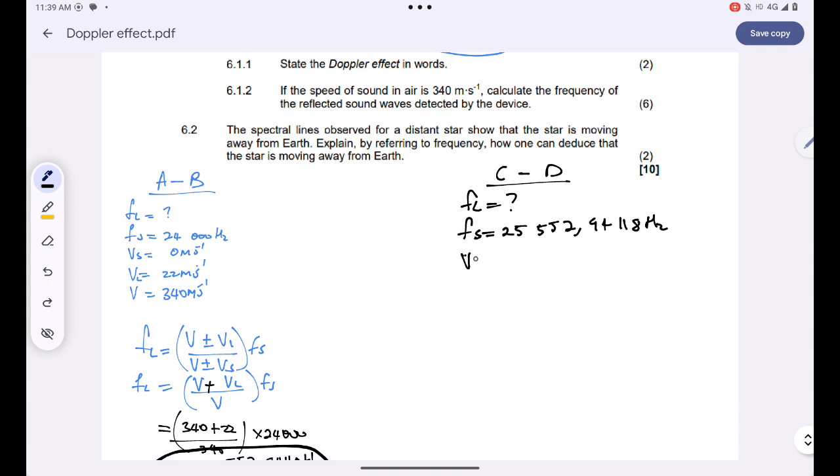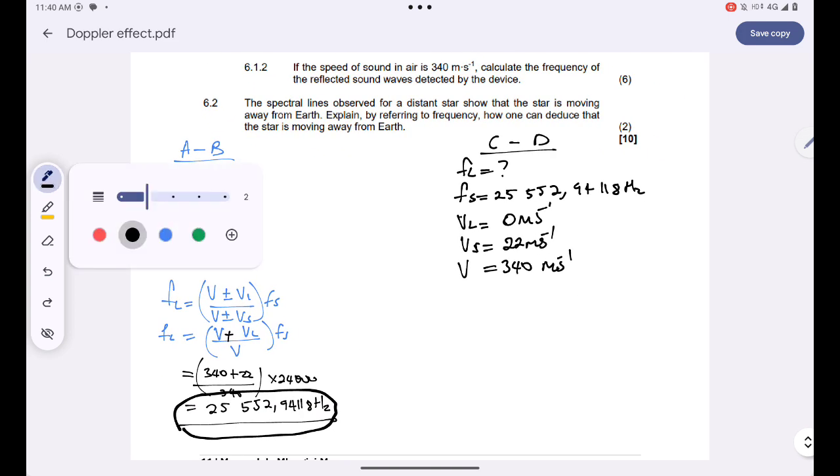And then the velocity of the listener. Remember that, guys, the device is the listener now. Whenever we talk about the reflected frequency, our device is the one which is stationary, but the source is our car now, because the car is the one which is reflecting the frequency back to the device. Our car is moving at 22 meters per second. The speed of sound does not change. We still have 340 meters per second.